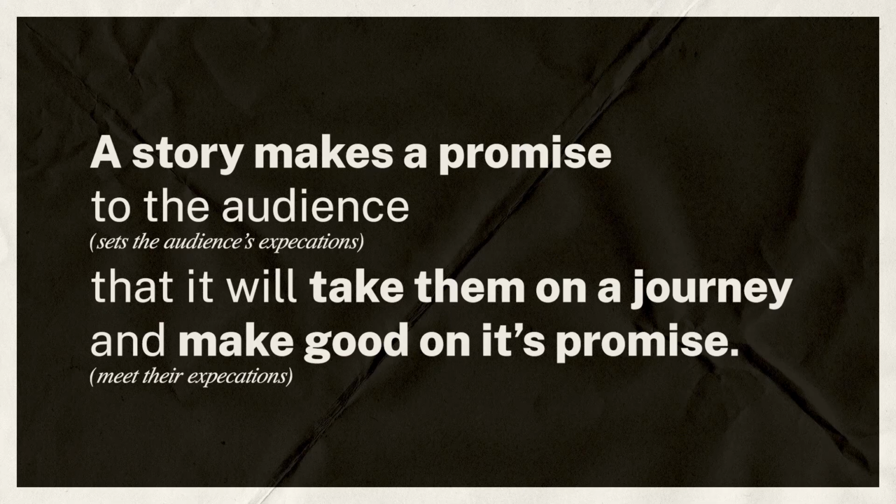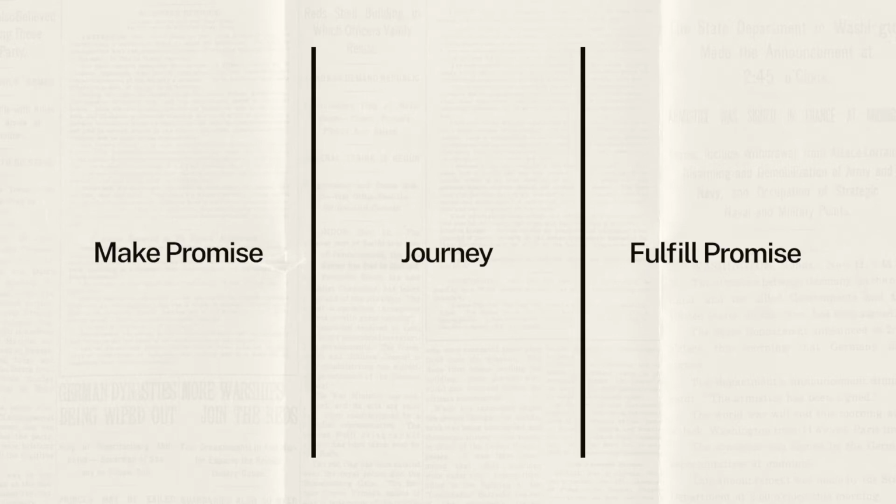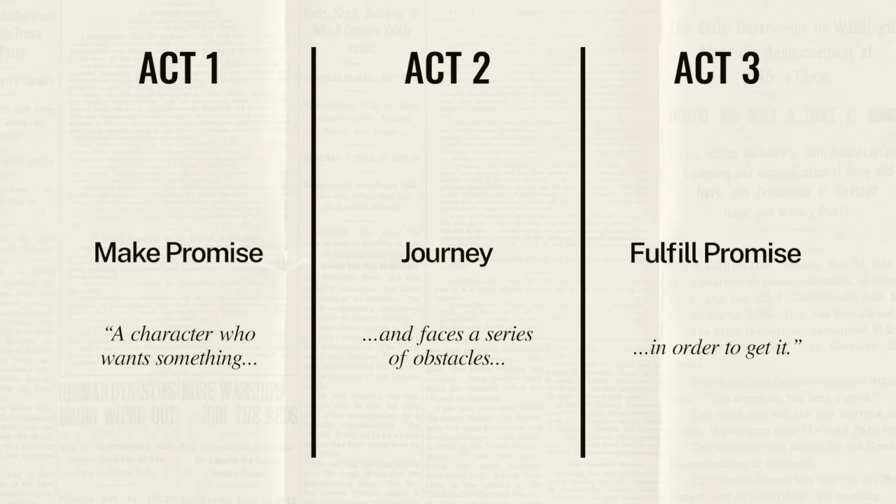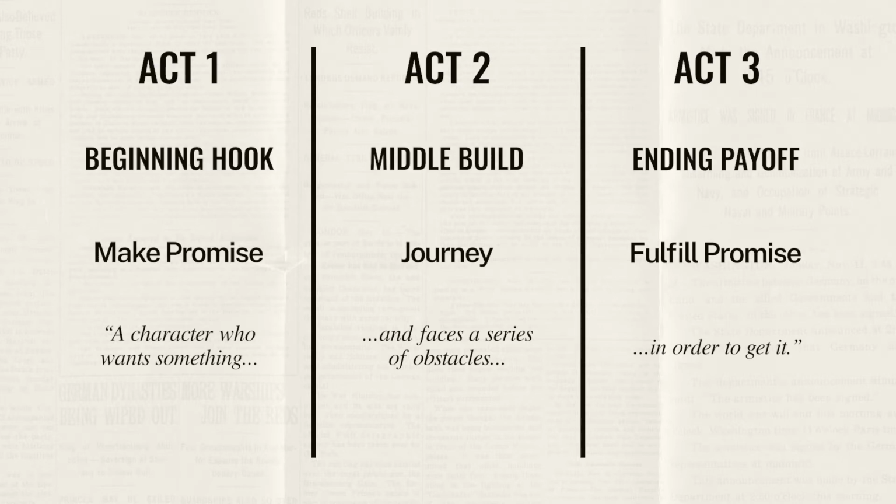So a story makes a promise to the audience. And our expectation as the audience now is that that story will take us on a journey that makes good on its initial promise. So now we're starting to understand that the beginning, the middle, and the end should do something. You make the promise, you take them on a journey, and you make good on your promise at the end. And in your basic 3-act structure, you have a beginning hook, a middle build, and an ending payoff.